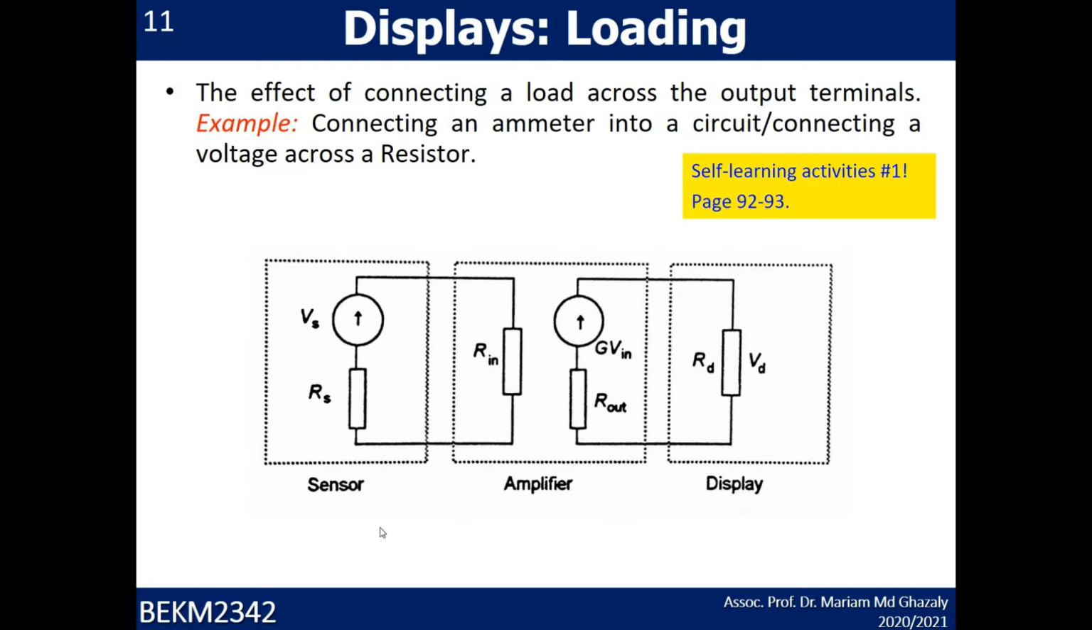Let's say that you have a sensor on the left side, and you connect the sensor to the amplifier, for example, to enhance the signals. Lastly, you connect this amplifier to a display, an ammeter or voltmeter. When you measure from this point to this point, you are adding an additional load to the output. By connecting an ammeter into a circuit, the measurement changes the resistance of the circuit, and therefore changes the current.